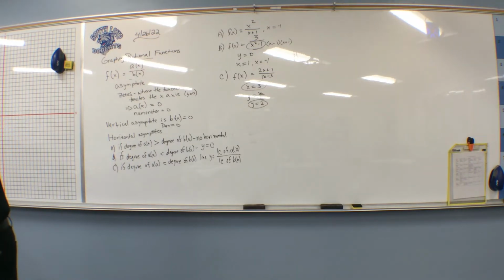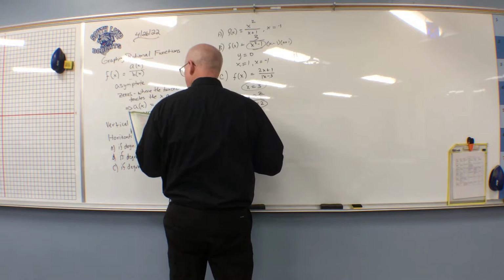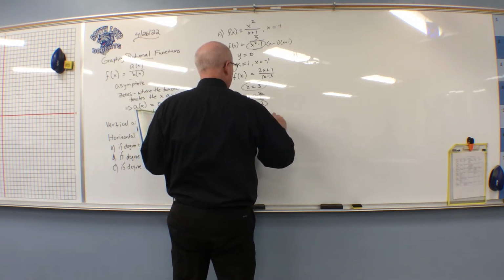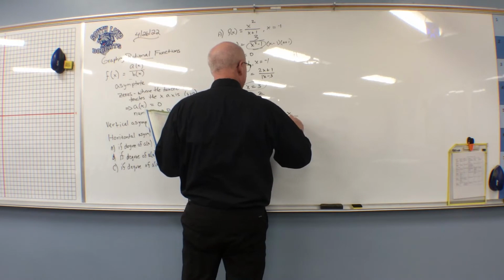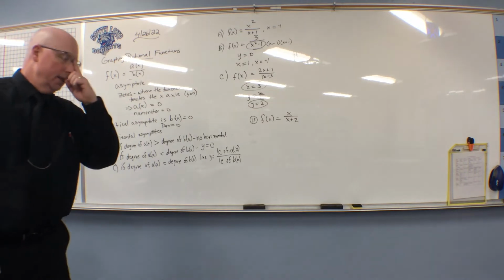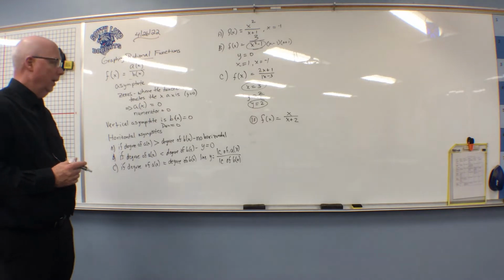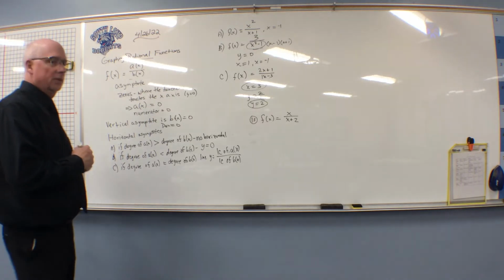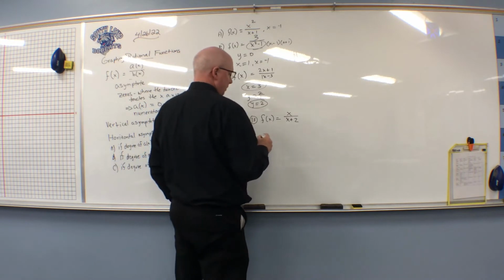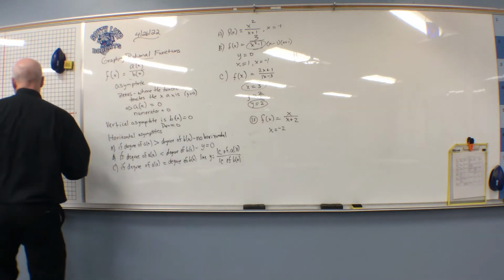So let's take a look at your assignment. This is number 13. F of x equals x over x plus 2. It says graph each function. We're going to use these concepts to understand how to graph this rational function. Let's take a look at what happens. First of all, what is its vertical asymptote? X equals negative 2. So we have a vertical asymptote at x equals negative 2.